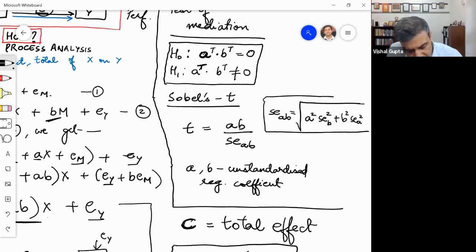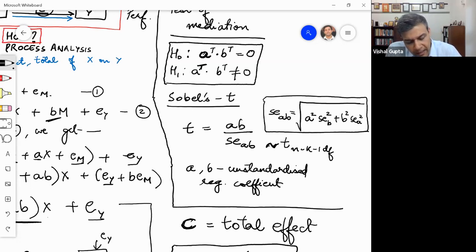Again, we don't have to compute it. Today we have softwares that give us these results automatically. This follows a t distribution with n minus k minus 1 degrees of freedom, and so you look at the p-value and test it against your alpha and make the conclusion whether your indirect effect is significant or not.